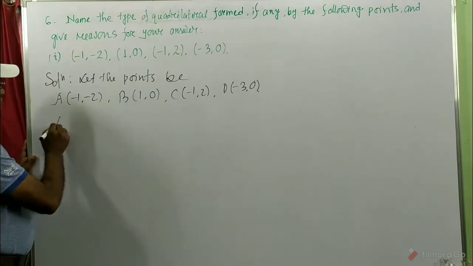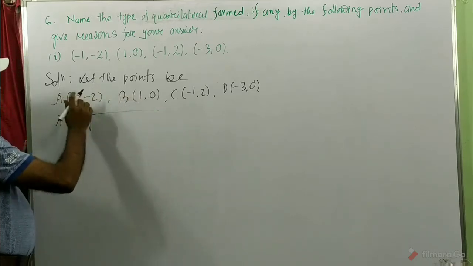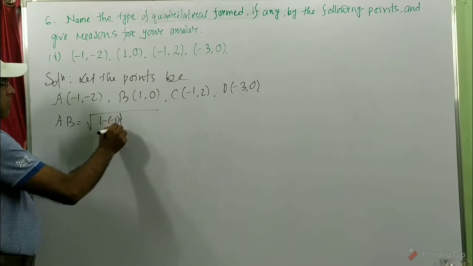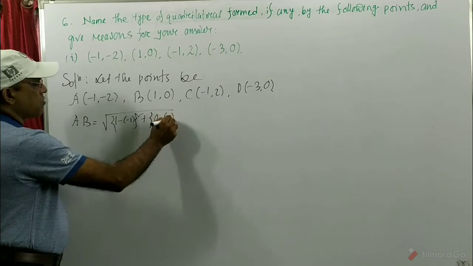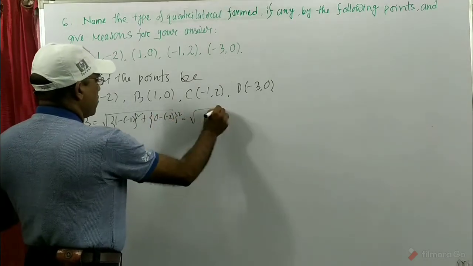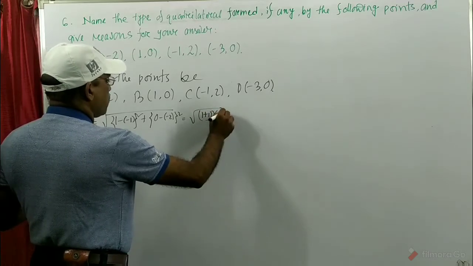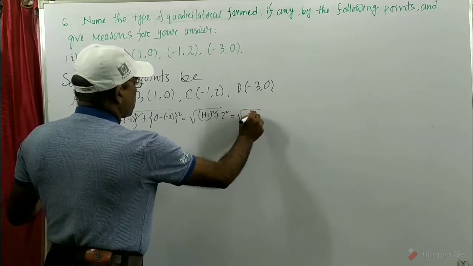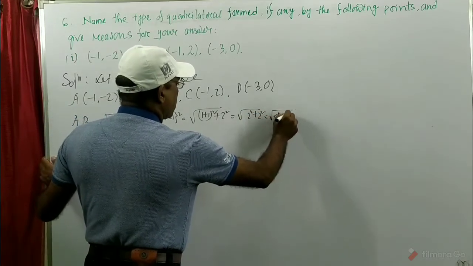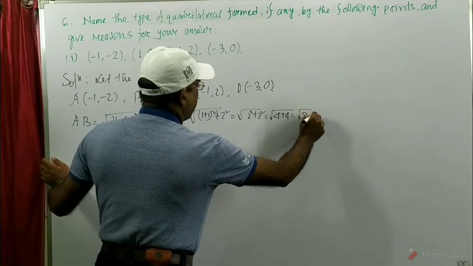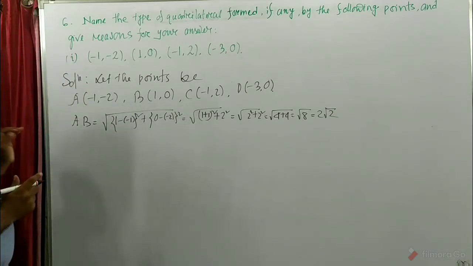Now first you have to find AB, the distance between two points: the square root of (1 minus minus 1) whole square plus (0 minus minus 2) whole square. This will be (1 plus 1) whole square, this is 2 square, and 2 square, and this will be 4 plus 4. And this is 8, 8 means 2 root 2. We get AB is 2 root 2.